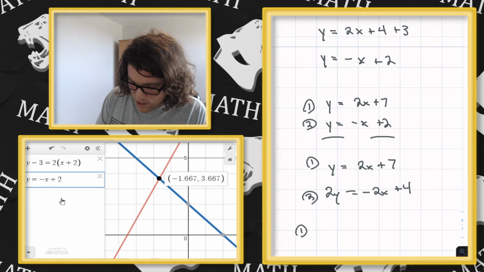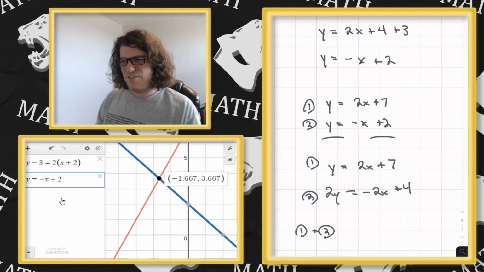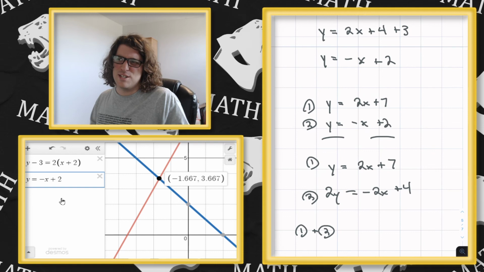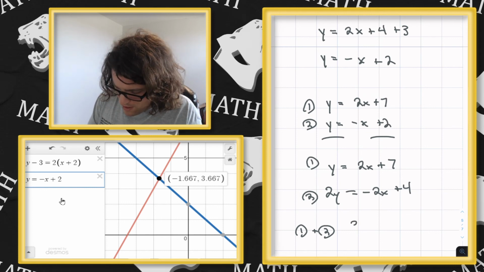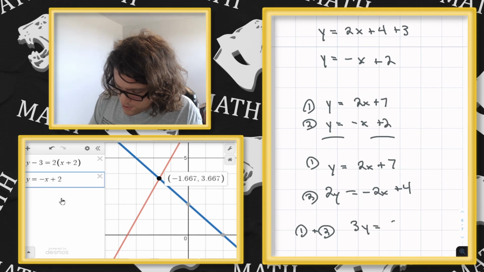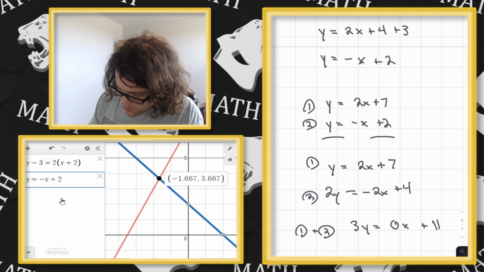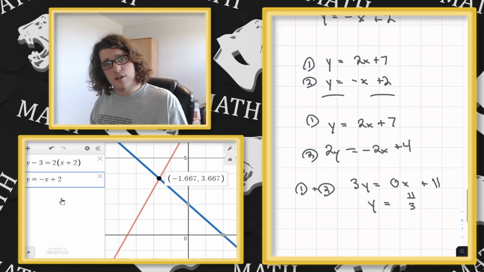Now I could take equation 1 and 2, and this is a little bit different than the balances, because we don't have negative things when we talk about balances, so you'd always be subtracting. In this case, I want to add because I have a negative amount, and I want to get to 0 of the x's. So if I do that, I'm going to have 3y is equal to 0x plus 11. So our y is equal to 11 over 3, like we said it should be.